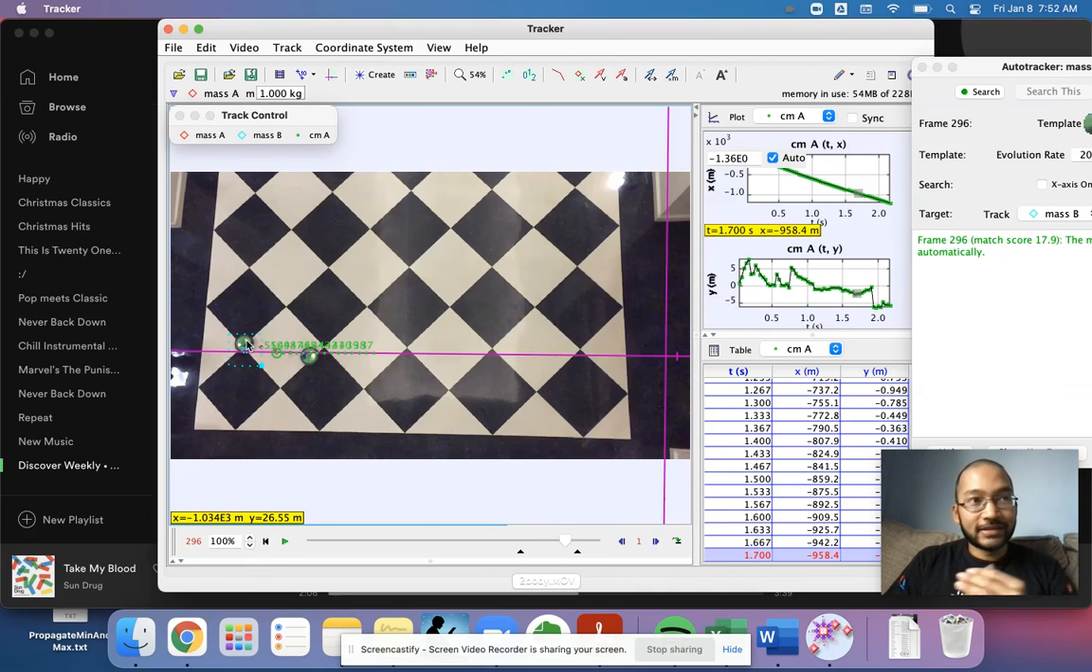If mass A is 2.5 meters to the left, then mass B should be 2.5 meters to the right, if I know where the center of mass is. So we'll use this idea in practice.